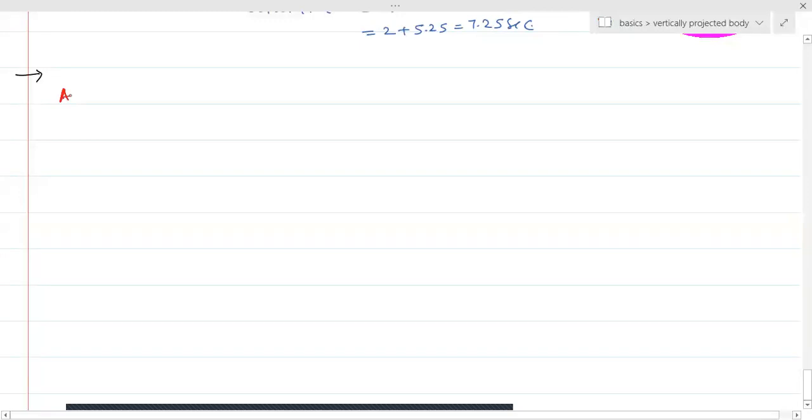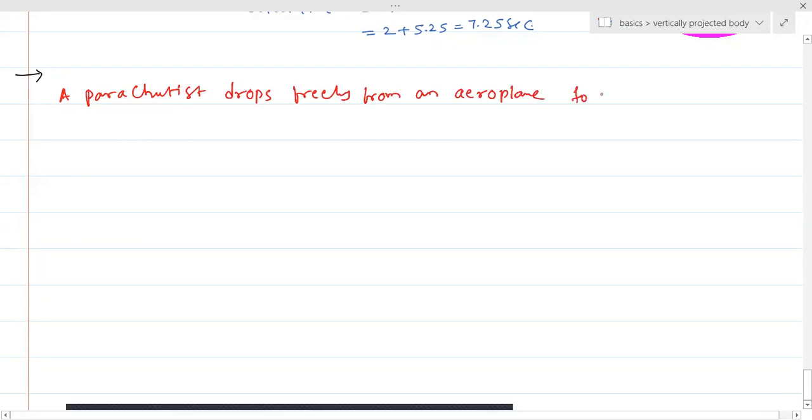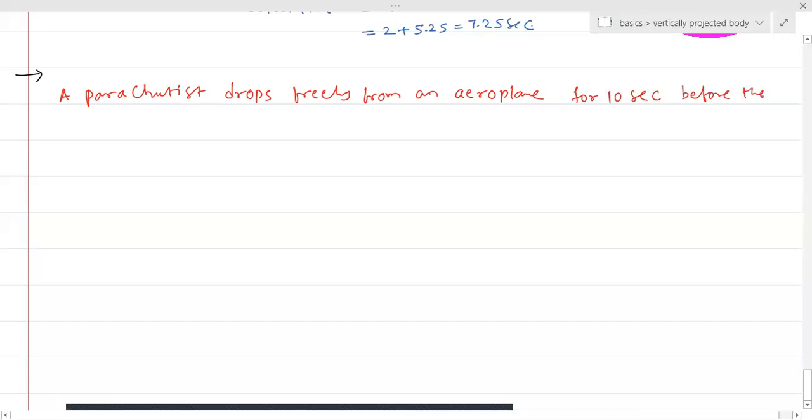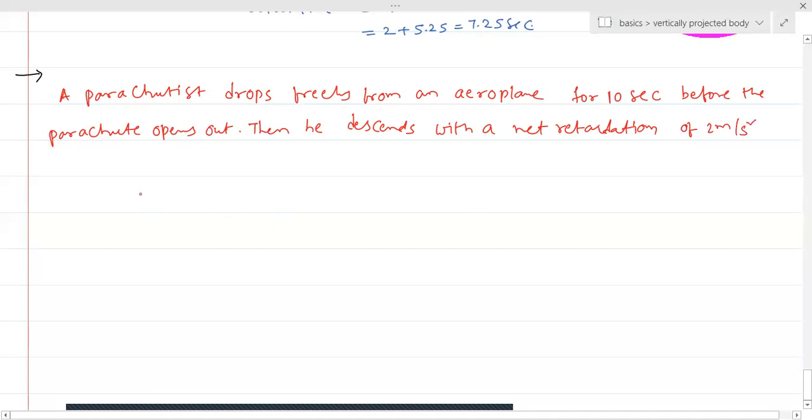Next we are taking another one. A parachutist drops freely from an aeroplane for 5 seconds. Or let me take 10 seconds. For 10 seconds before the parachute opens out. Then he descends with a net retardation of 2 meters per second square.